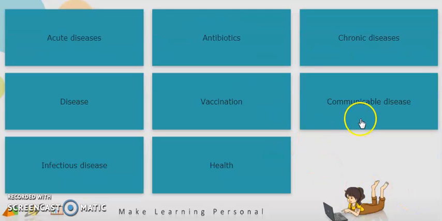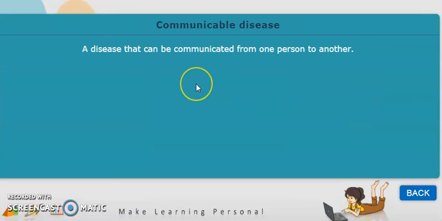Next we have communicable disease. So children, communicable diseases are those which can be transmitted from one person to another. Just like your flu, or HIV, that's a sexually transmitted disease. A disease that is going to be communicated from one infected person, or you can say one diseased person, to another healthier one, is termed as chronic disease, sorry, communicable disease. Clear?